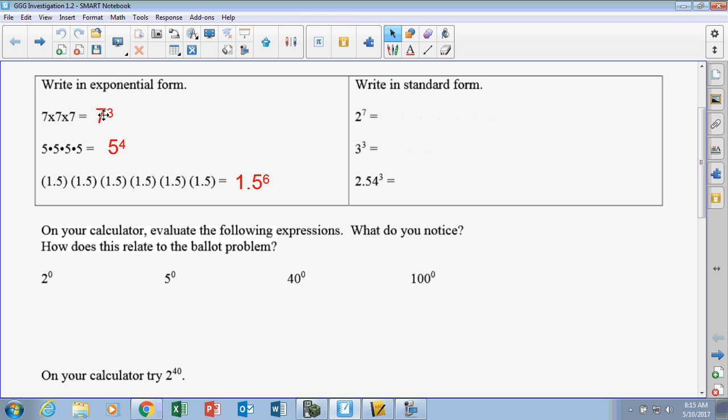All right? And again, going the expanded way, if we have 2 to the 7th power, you should have 2 written 7 times. 2 times 2 times 2 times 2, and so on. Okay? And that's what the other 3 should look like.